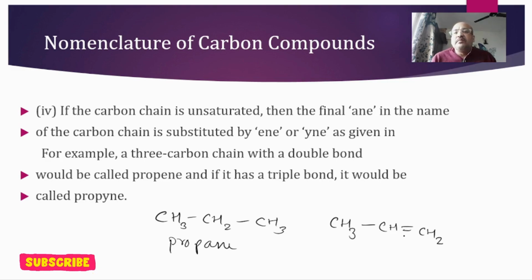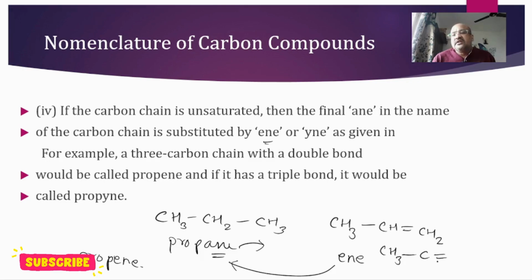So here you see a double bond is there. What it says is, if the carbon chain is unsaturated, then the final ane, so this is my propane, is substituted by ene. Here the double bond is there, so ene will come. This ane is replaced by ene, and what you get is propene.